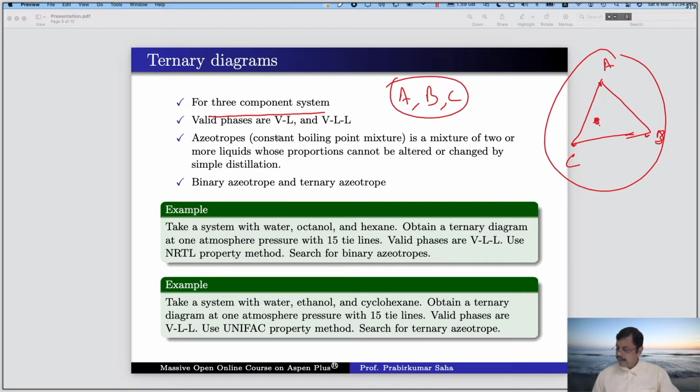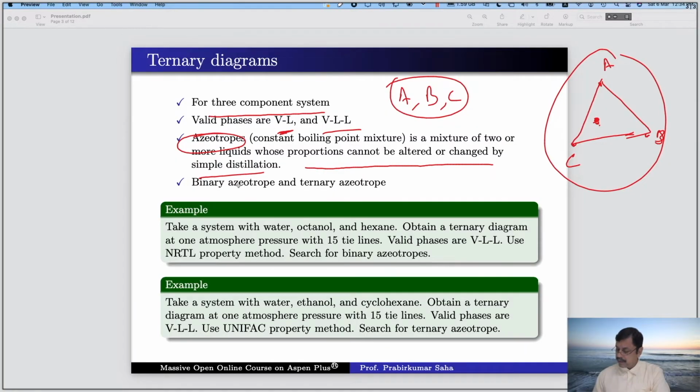So this is called a ternary diagram. We can work on valid phases. Either it can be vapor liquid or it can be vapor liquid liquid, two immiscible liquids, something like water and organics. Then we can identify the azeotropes. What are the azeotropes? An azeotrope is a mixture of two or more liquids whose proportion cannot be altered or changed by simple distillation. Basically, it's a constant boiling point mixture where the components cannot be separated by distillation.